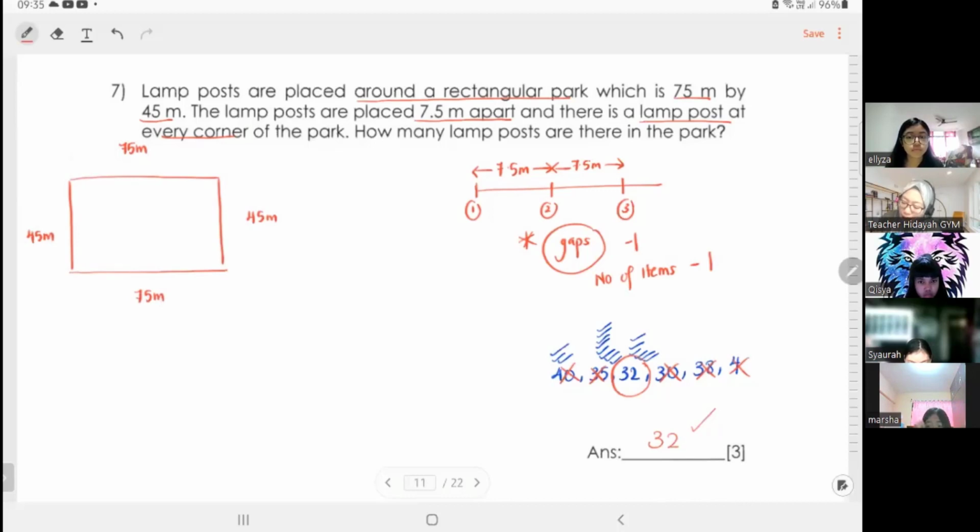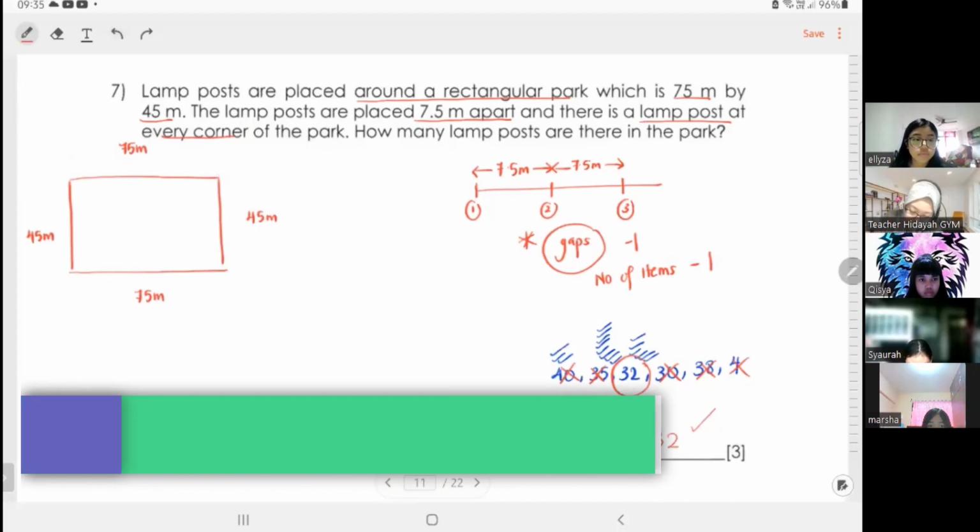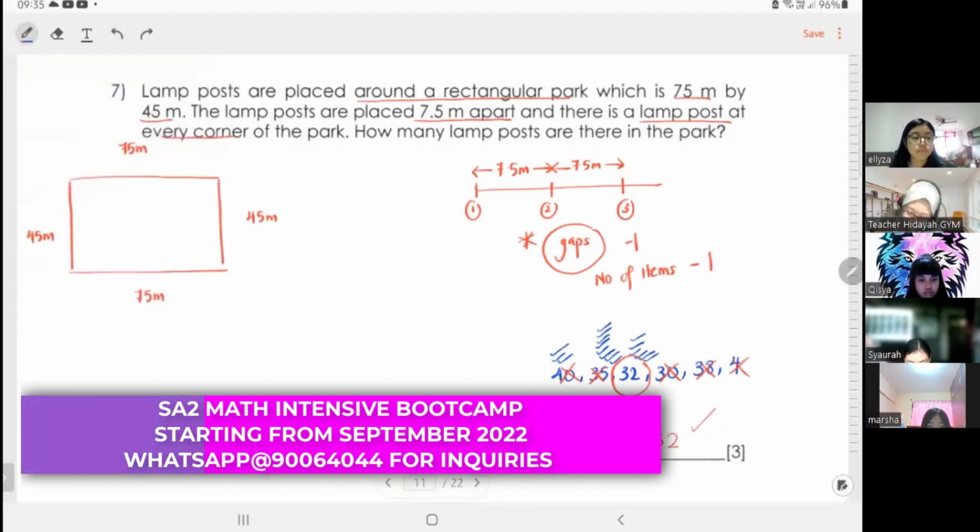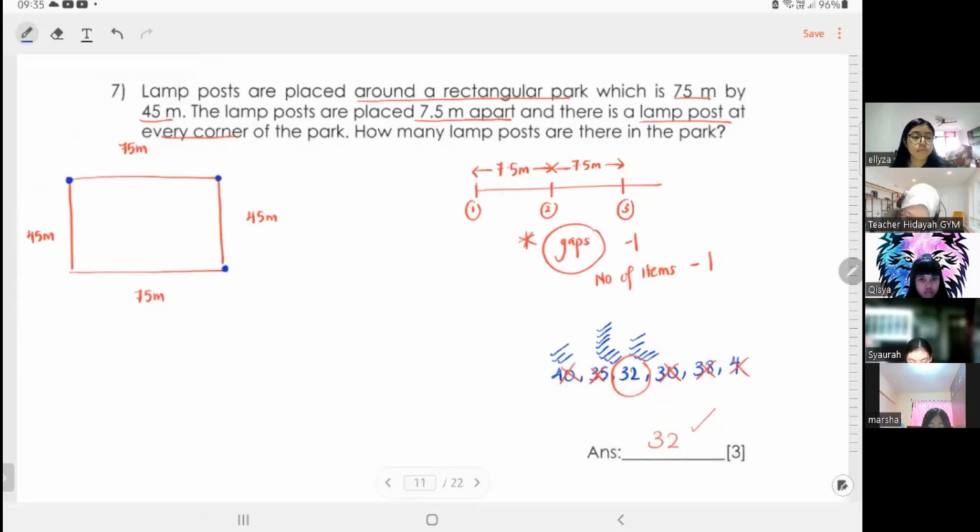Okay, then there is a lamppost at every corner. 1 corner, 2 corner, 3 corner, 4. So later when you find the lampposts, you must minus 4, because these 4 corners are a repeat. If you look at this corner, this lamppost is shared by this row, and also shared by this row. You get it or not? The 4 corners are shared among 2 rows. 1 top row, 1 bottom row.